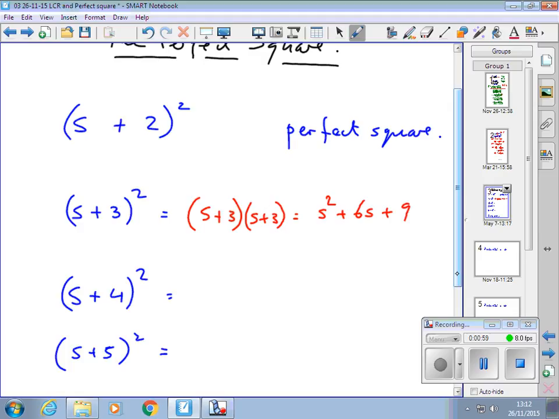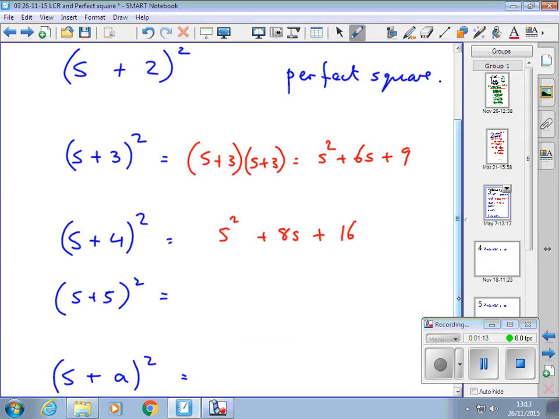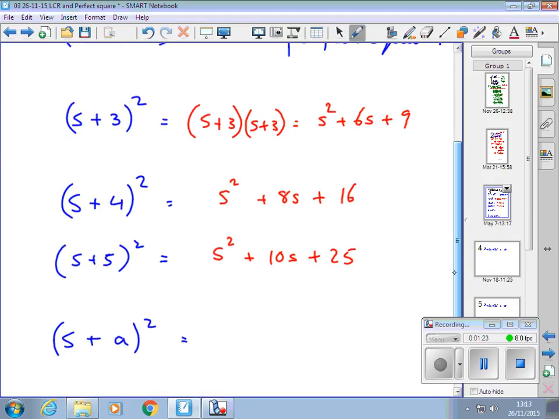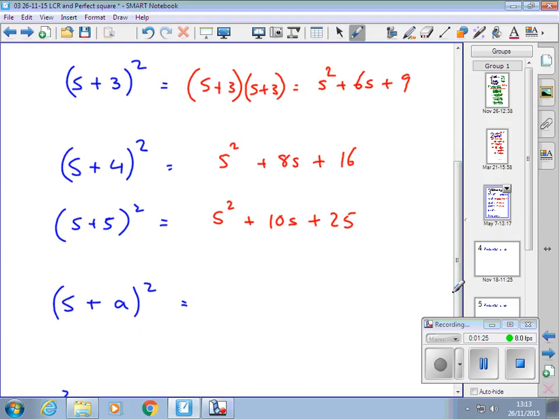What about the next one? S plus 4 squared. Expand that out, write down the answer. See if you can almost do it in your head. What would the answer be? S squared plus 8s plus 16. What about S plus 5? Right. There's a pattern. What about S plus A?